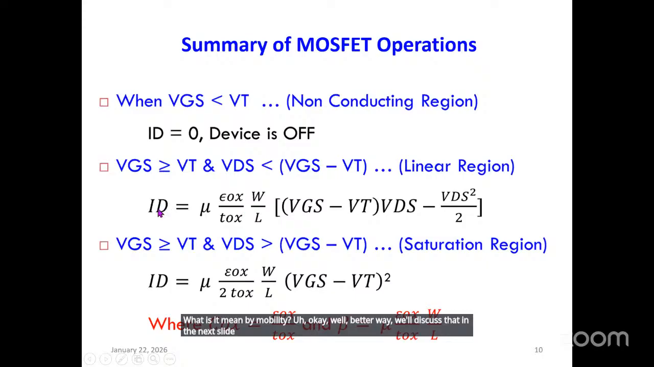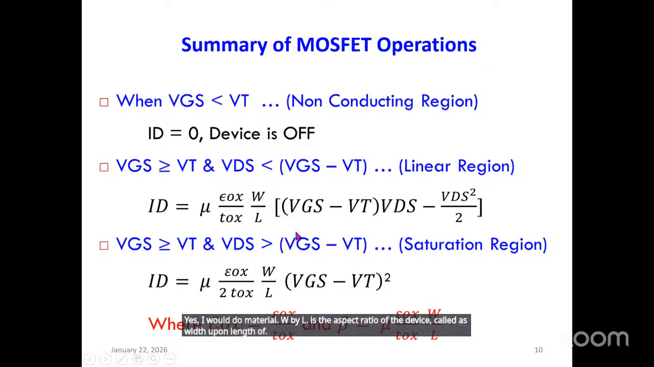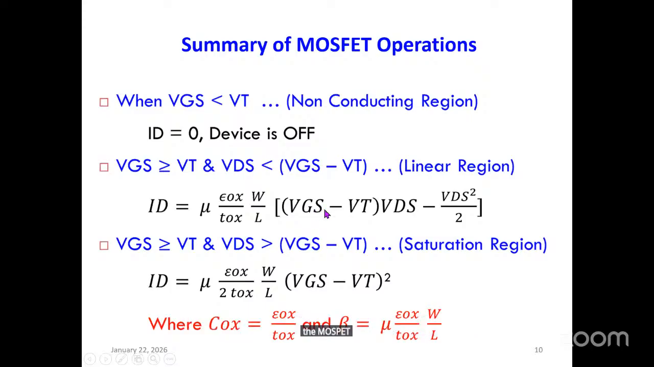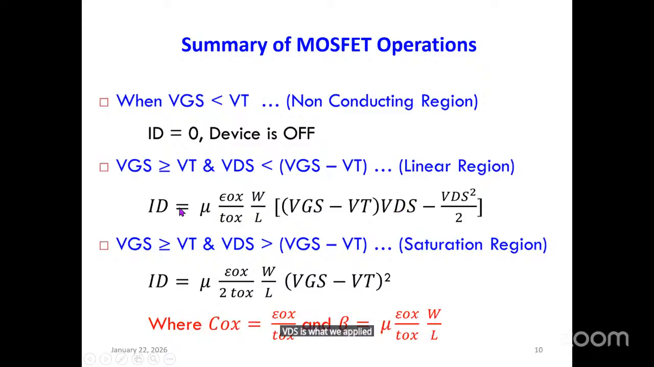Okay, better we'll discuss that in the next slide. Here our aim is to go for the equation of ID. Mu is the mobility of electron. Epsilon OX is the permittivity of SiO2 material, oxide material. TOX is the thickness of oxide SiO2 material. W by L is the aspect ratio of the device, called width upon length of the MOSFET. VGS, we know, is gate to source voltage. VT is a threshold voltage, manufacturing constant. VDS is what we applied, and this is the equation.